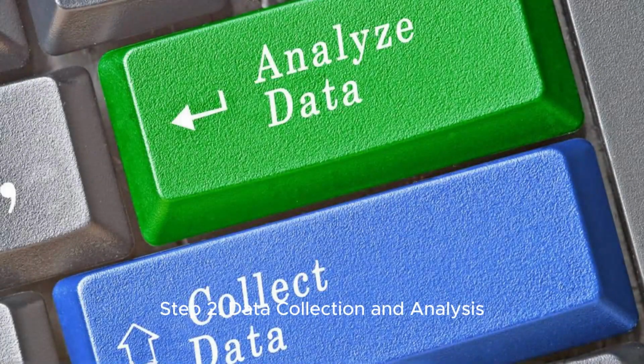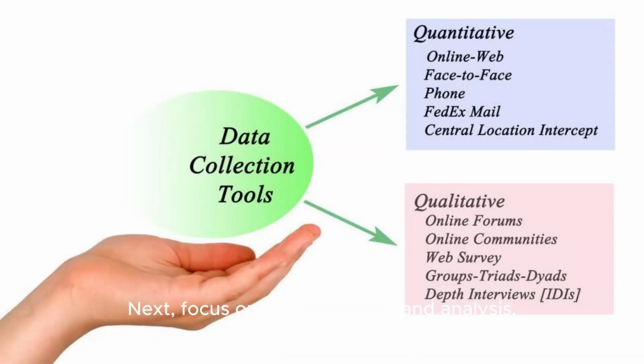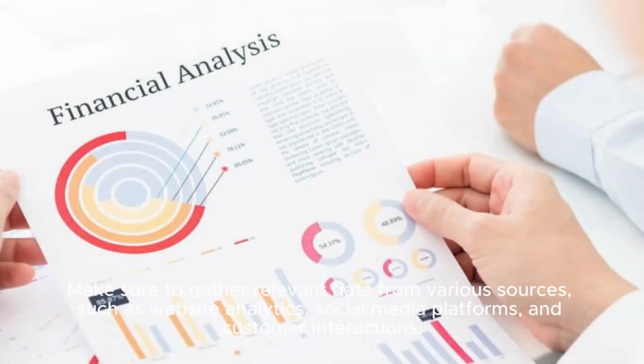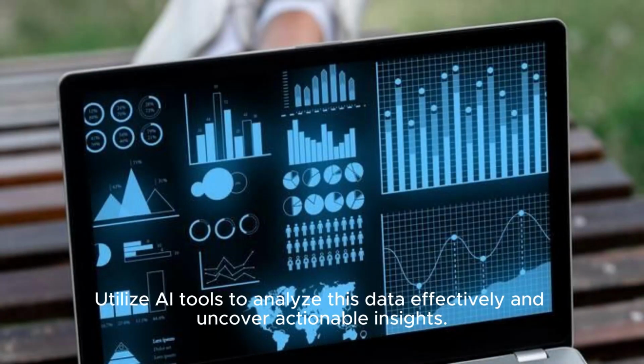Step 2. Data collection and analysis. Next, focus on data collection and analysis. Data is the fuel that powers AI-driven marketing strategies. Make sure to gather relevant data from various sources, such as website analytics, social media platforms, and customer interactions. Utilize AI tools to analyze this data effectively and uncover actionable insights.